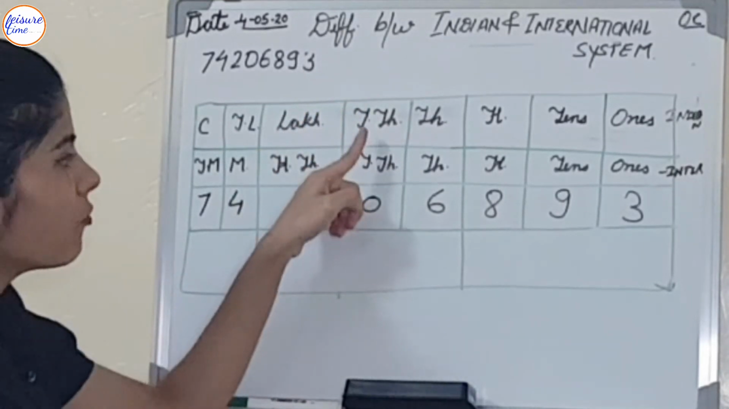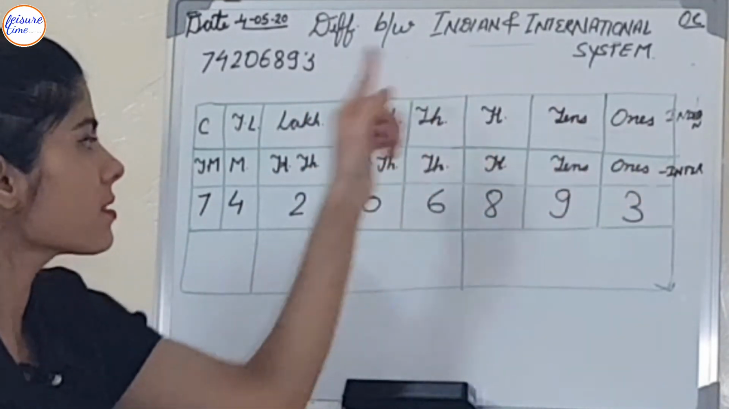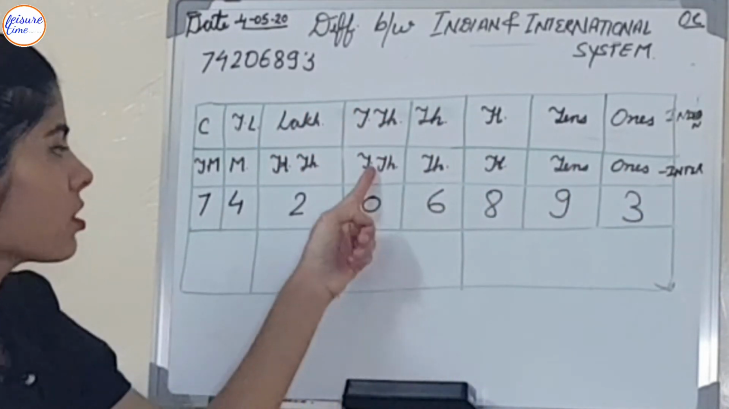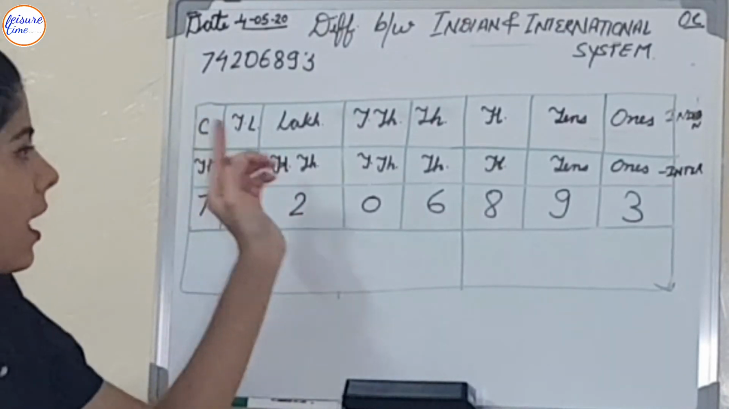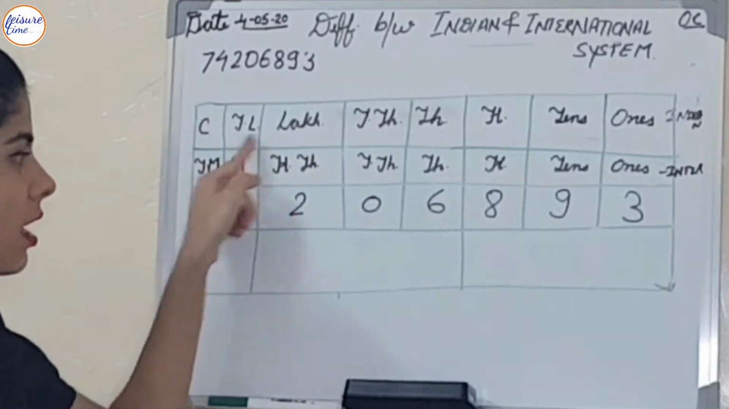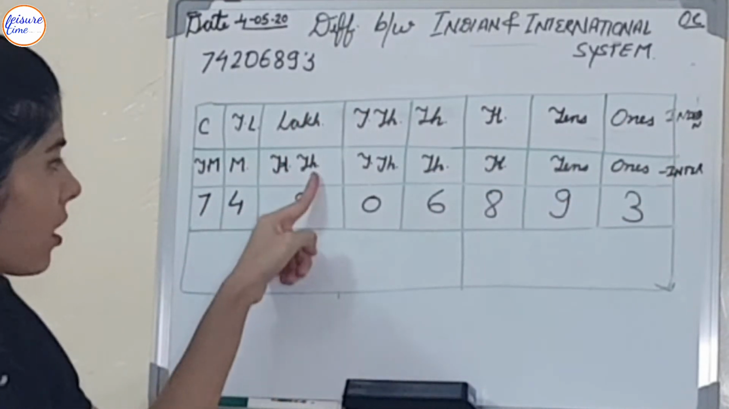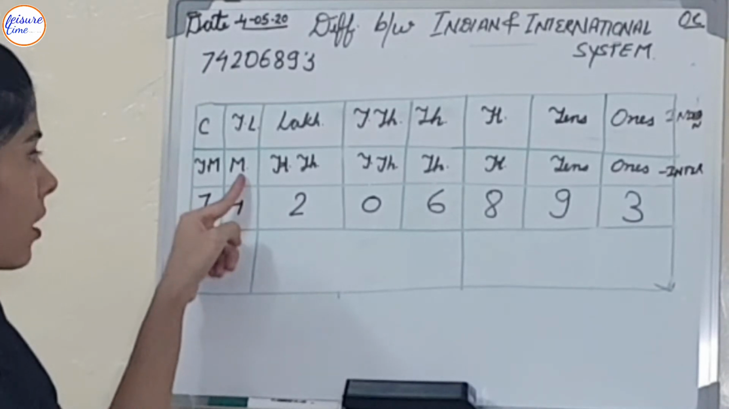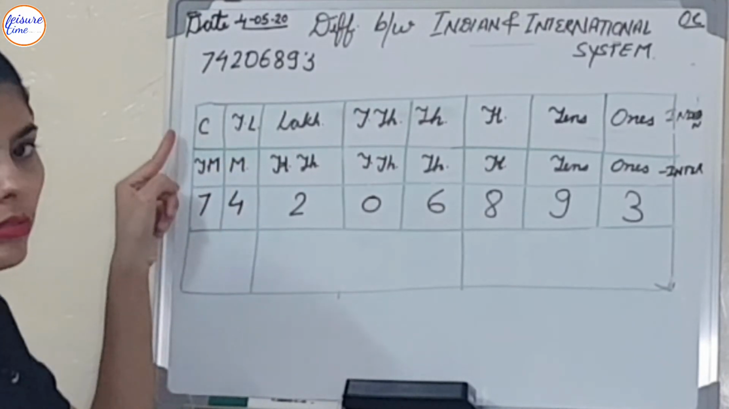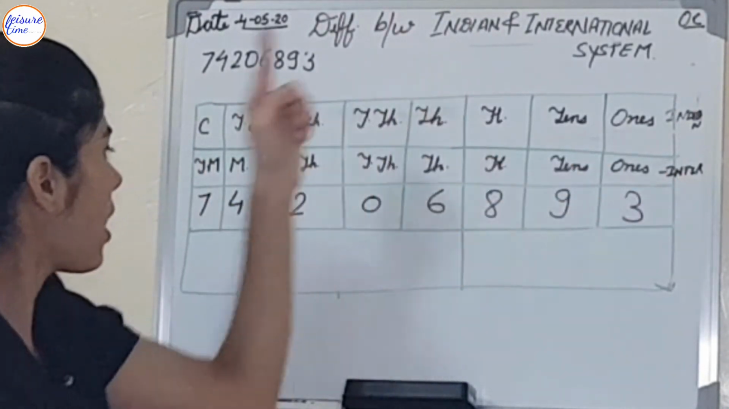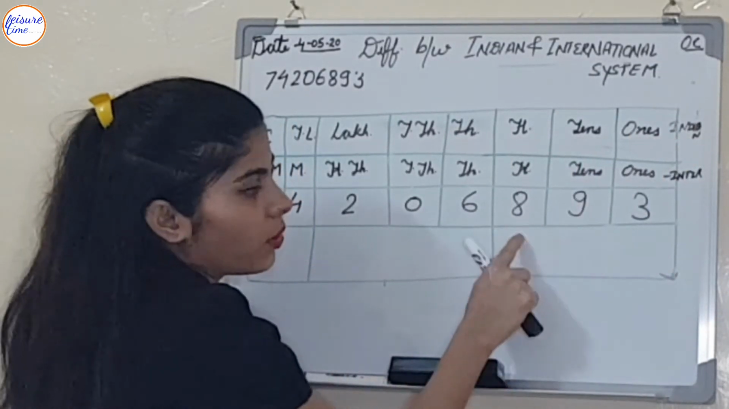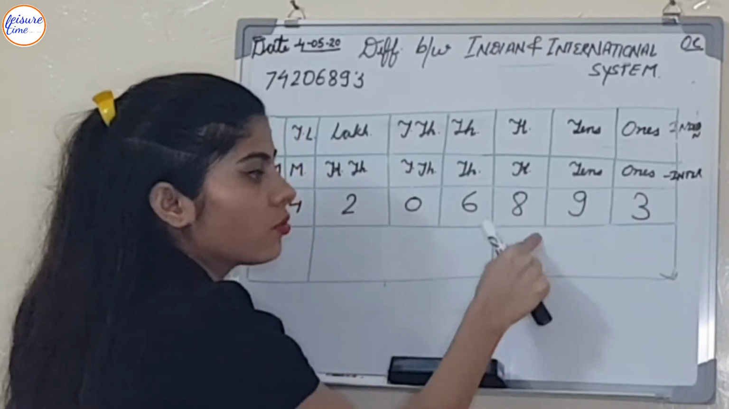So for the Indian system you should always remember that after 10,000 comes lakh, and for the international system after 10,000 comes 100,000. Again, for the Indian system after lakh is 10 lakh, and for the international system after 100,000 is million. Now for the Indian system after 10 lakh is crore, and for the international system after million is 10 million. How many digits here? 1, 2, 3, and for the international also 1, 2, 3.